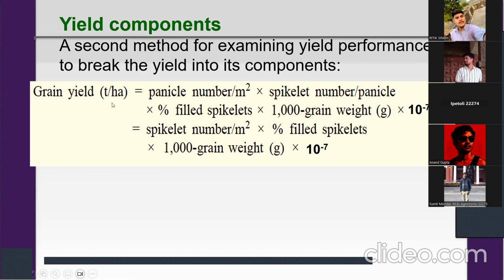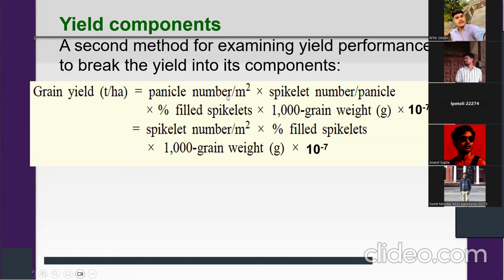The calculation is: grain yield is equal to panicle number per meter square into spikelet number per panicle into percentage filled spikelets into 1000 grain weight and into 10 to the power minus 7. You can remember this formula. So how has this 10 to the power minus 7 come? It is just to neutralize the units.